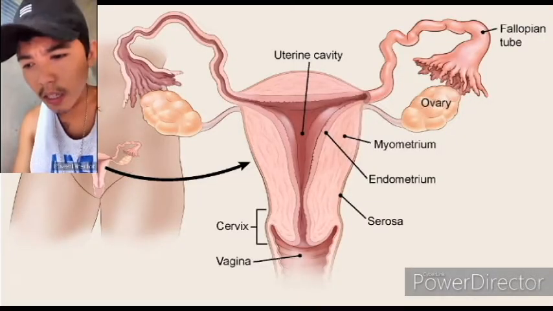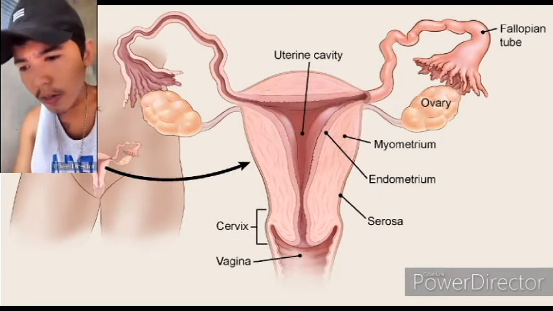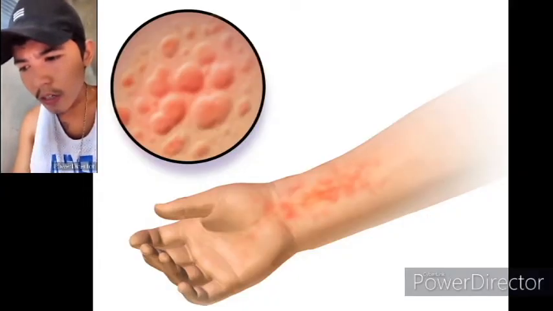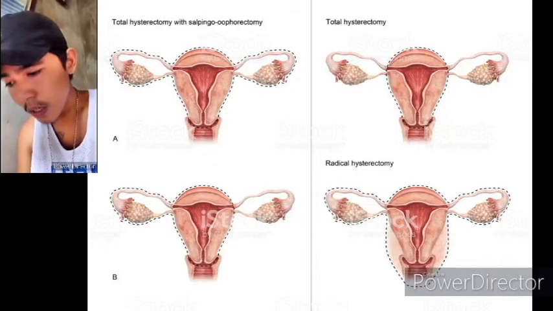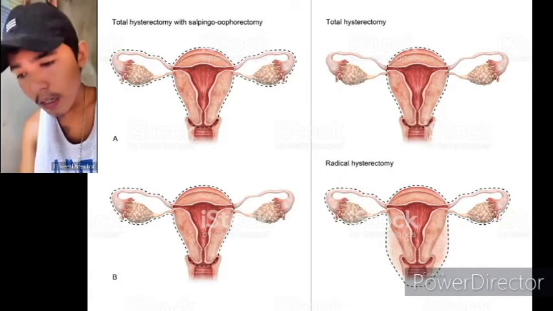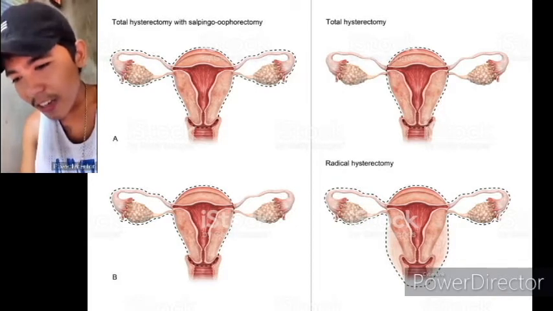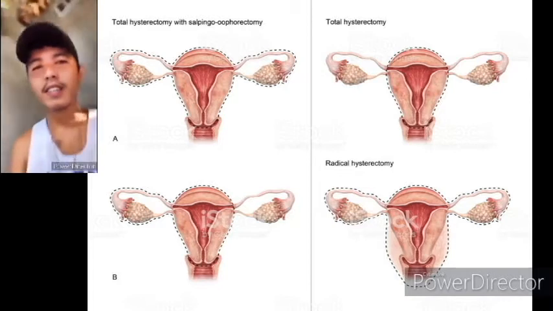Contraindications: viable pregnancy, suspected pregnancy, infection of the uterus or ovary. Number 3, contrast allergy, renal impairment. Number 5, refusal to accept a hysterectomy under any circumstance.